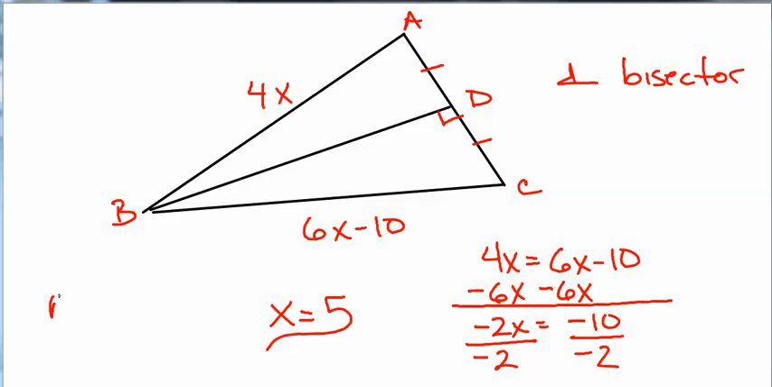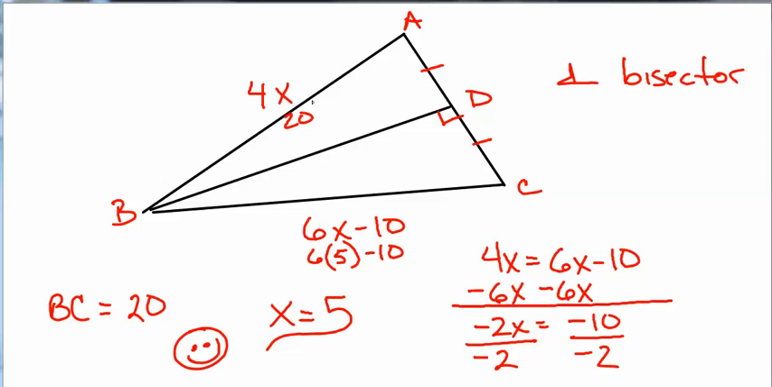So BC would equal 6 times 5 minus 10. 6 times 5 is 30. Minus 10 is 20. Very good. Mr. Holson, could we also use 4 times 5? Yeah, 4 times 5 is 20 as well. Any questions there?